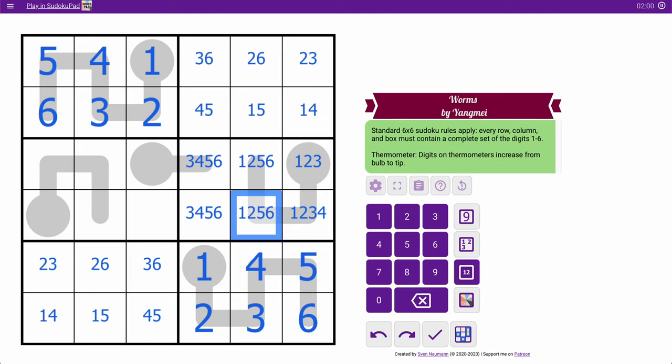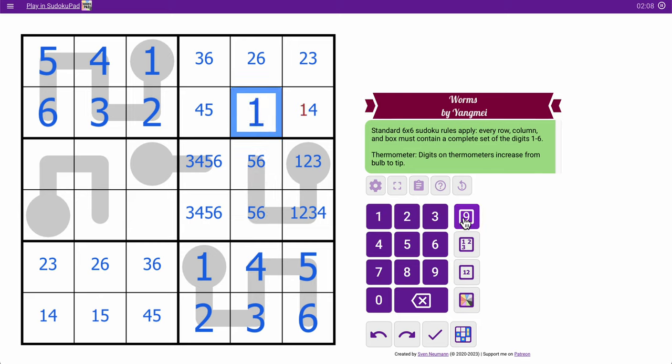This being the third cell, those can't be 1 and 2. These two cells can't be 1 and 2 because they're the third cell on a thermo, so that's a 5-6 pair looking up. This is 1, and that's a 2. Now 1 makes this 4, that 3, yeah, 4. That's a 3.